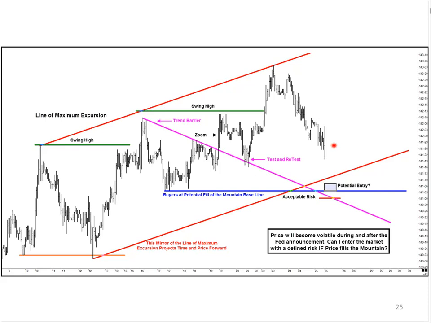Remember, we're looking at 60-minute bars, so these are days. In that case, it's fluctuating, but it's fluctuating to the upside. This is a potential entry area for me. Price will become volatile during and after.